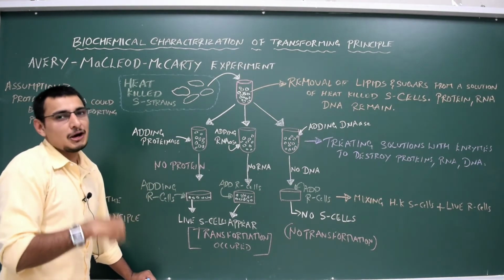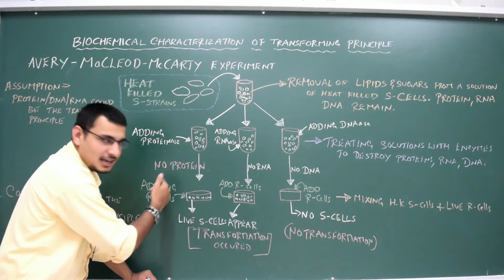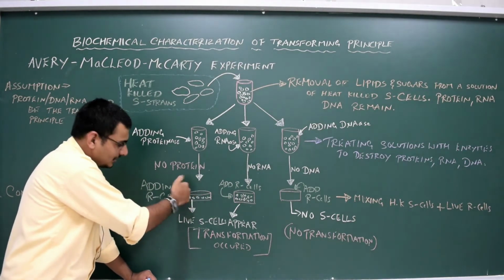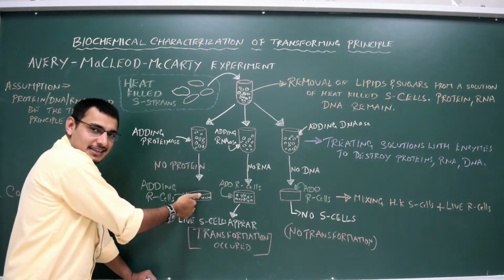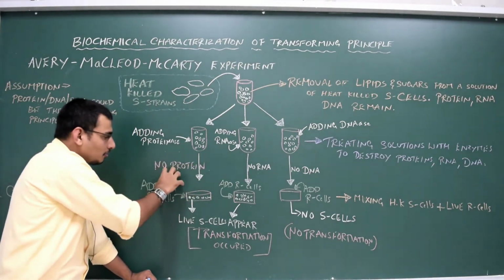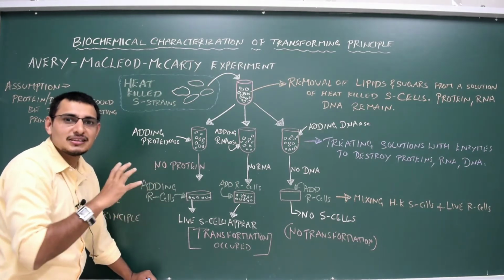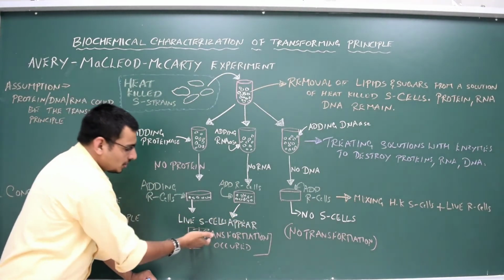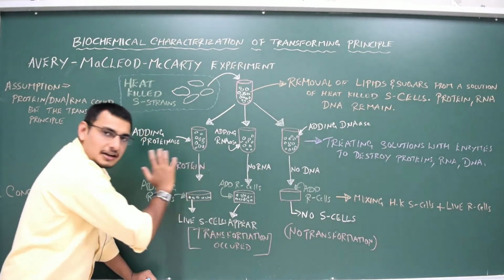It could be RNA or it could be DNA. That is actually the thing that happened. Whatever R strains were there got transformed into S strain. That's it. Because the DNA and RNA were still there, not the protein. So we can come to the conclusion that the protein is not the genetic material or the transforming principle. That's it. So here you could see transformation has occurred.